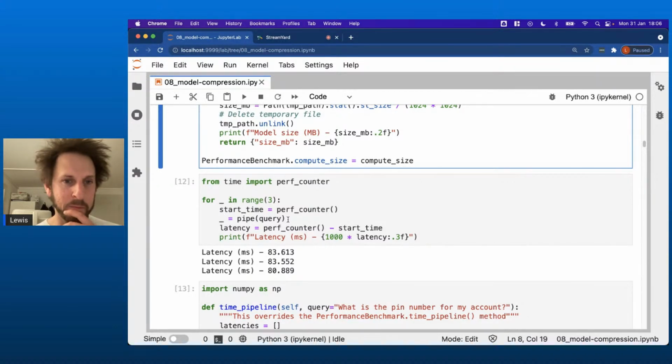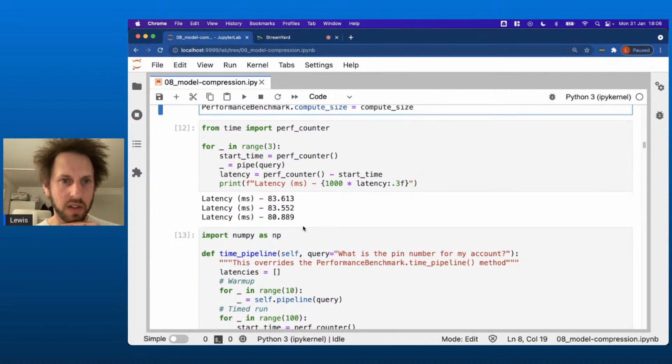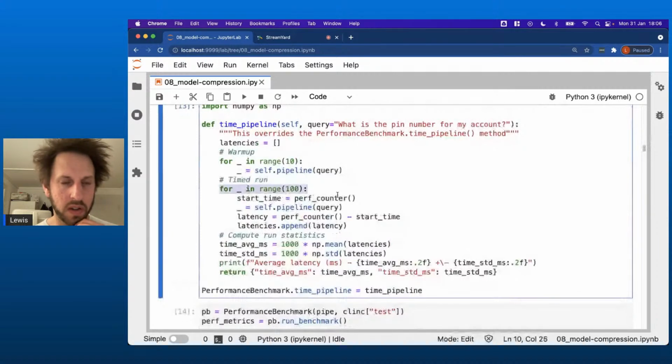It will be slower, stuff like that. So what you need to do when you measure latency is iterate over some fixed number of runs. This way you can account for the variation that you will see in the latency values. This is just a simple function which loops over 100 iterations, feeding this query, "What is the PIN number of my account?", and then we compute how long that takes the pipeline to do.